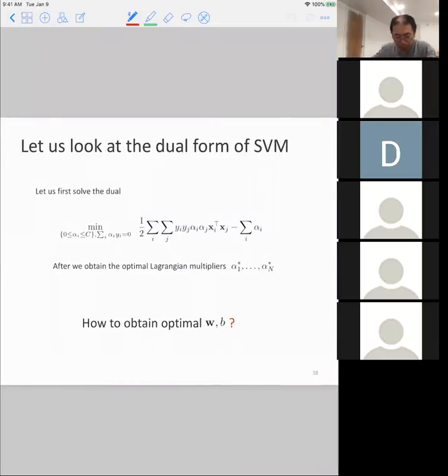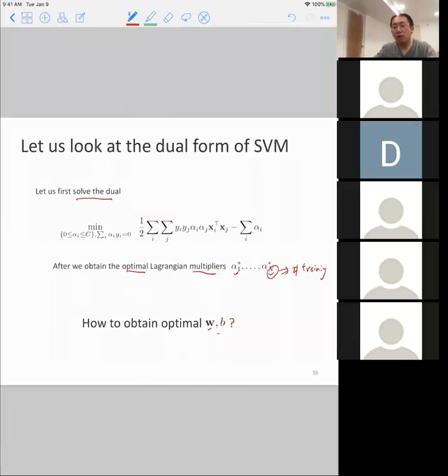Let us assume that we have solved this dual form. We call some powerful library from SciPy or from whatever convex optimization package. We have obtained the optimal Lagrange multipliers alpha_1 star to alpha_n star. The immediate question is, how can we recover the optimal W and B from the optimal alpha_1 star to alpha_n star? Here n is the number of training examples. Don't be confused here.